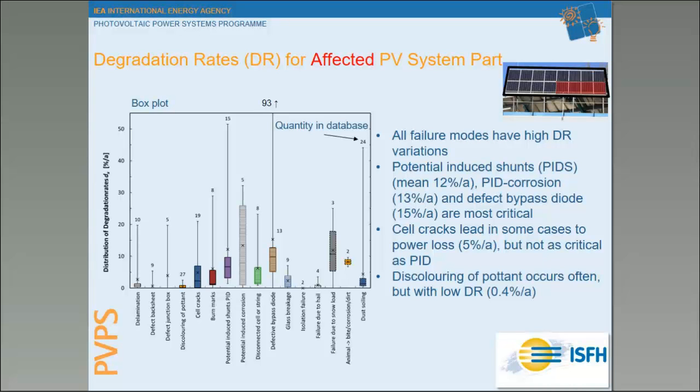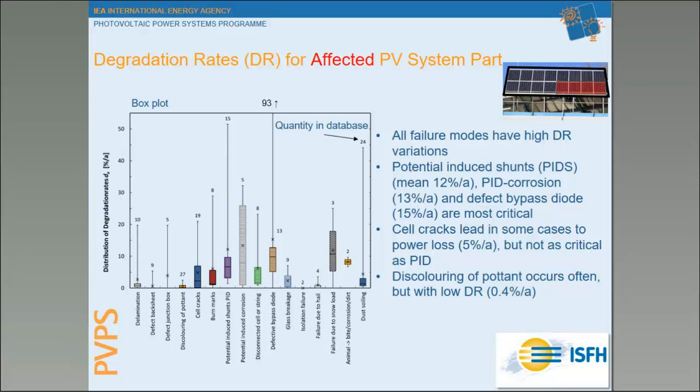So it is the distribution of the degradation rate as defined before on the y-axis, and you see the different failures on the x-axis. First of all, you can see that for all failure modes there are very high degradation rate variations. That is what these bars mean. You will find some numbers on top of the lines. These are the absolute number of failure modes which have been collected.